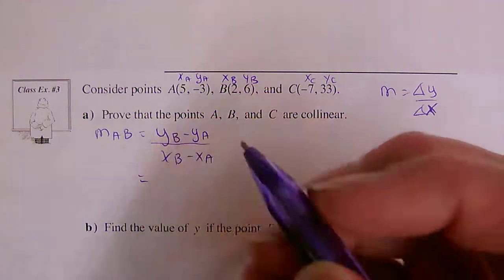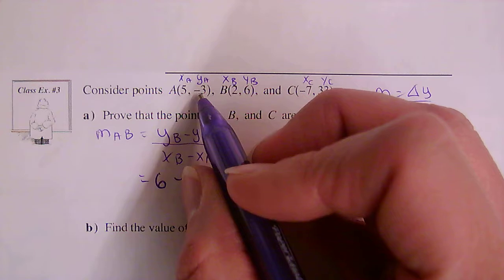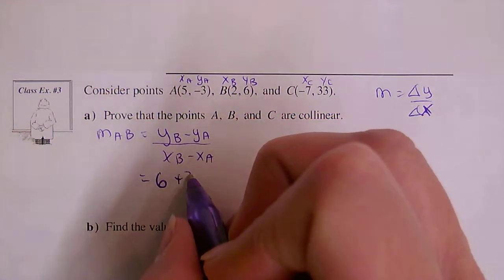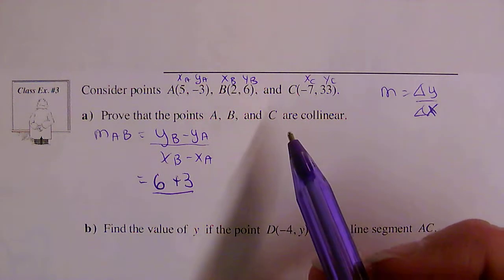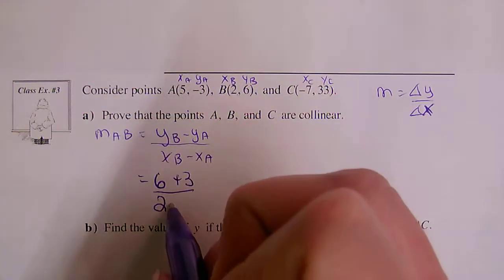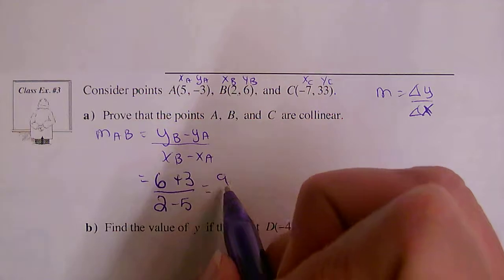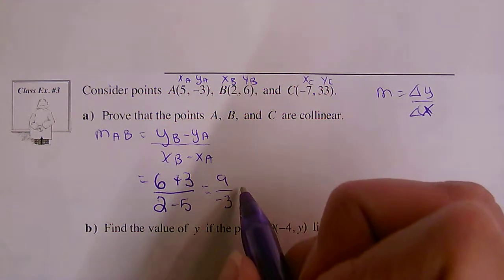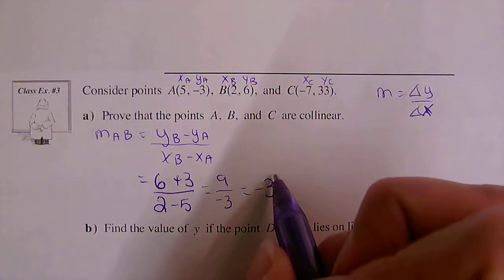So yb is 6, ya is negative 3, so subtracting negative 3 becomes plus 3. xb is 2, and then subtract 5. So then 6 plus 3 is 9, 2 minus 5 is negative 3. So 9 over negative 3 is going to be negative 3.